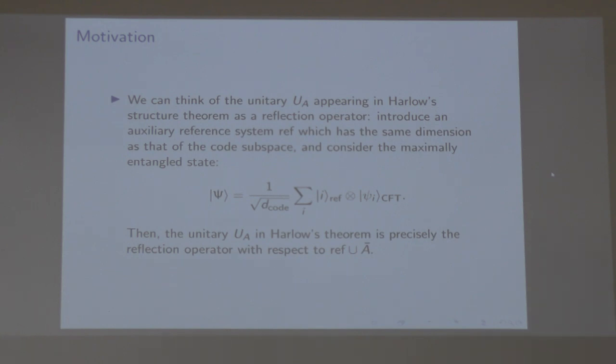In order to see that, what you have to do is construct this maximally entangled state of your code subspace. You introduce a reference subspace, which is isomorphic to the code subspace, and you build this maximally entangled state. Then it's not too hard to show that what Harlow calls this unitary operator U is precisely a reflection operator with respect to this particular bipartition into A and reference A bar. So in that sense, this reflection operator finds a natural role in this framework of trying to fit AdS/CFT into quantum error correction.